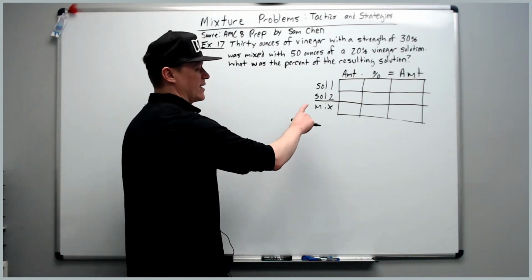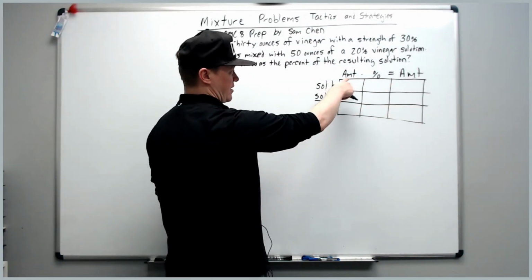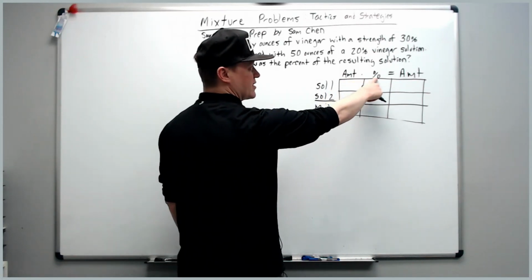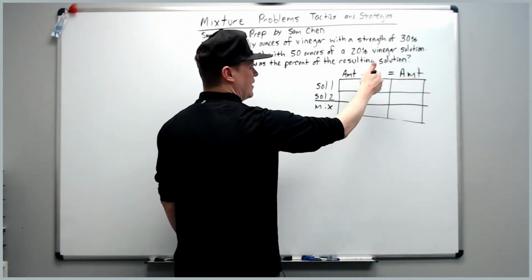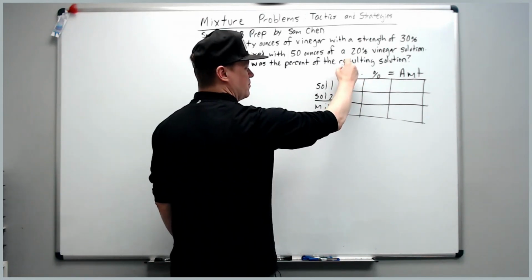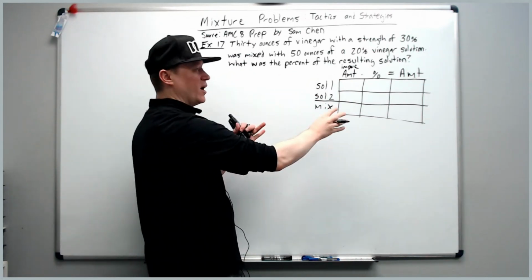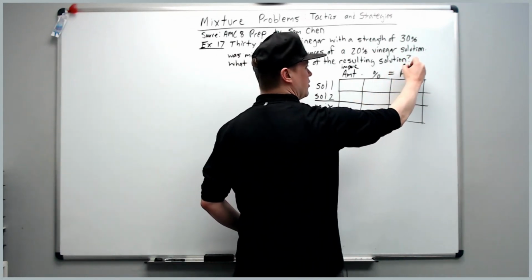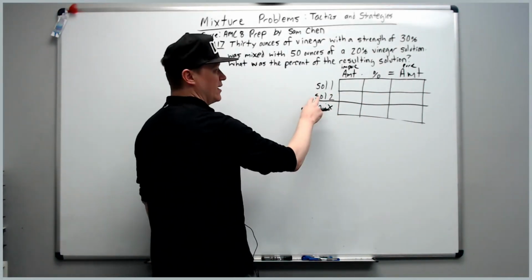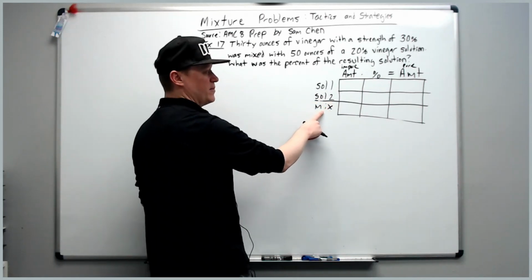Okay, my tactic primarily is to use this chart. And the chart is set up exactly as it says. AMT is amount times percent equals amount. Why are there two amounts? This is an impure amount, so it's got part vinegar, part water, and this is a pure amount, so it's only the vinegar content of that solution. Sol 1 is solution 1, solution 2, and the mixture.